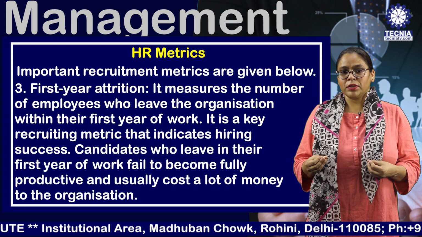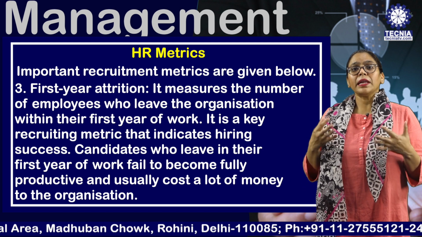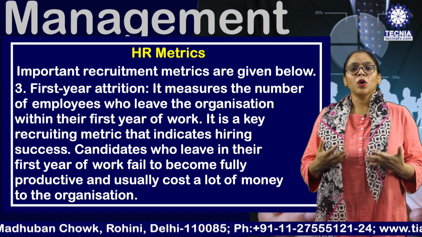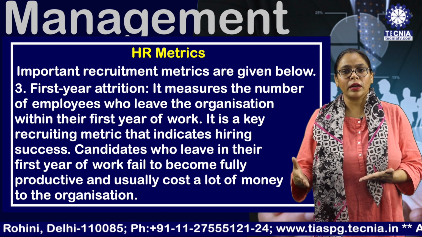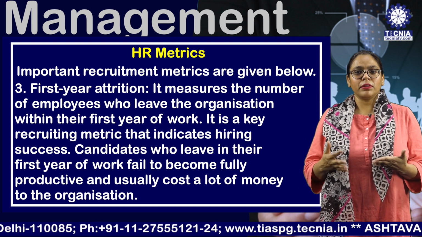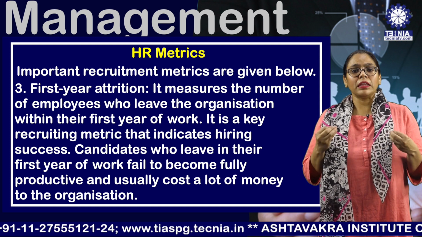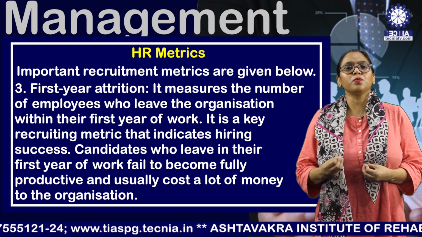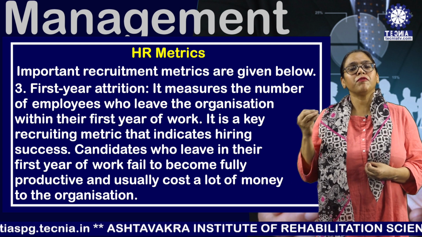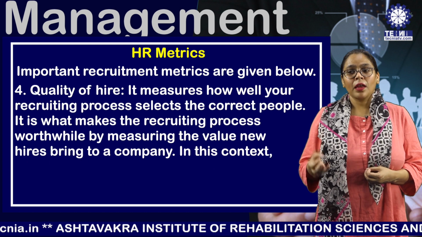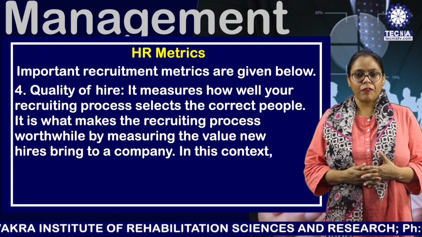Now the third metric is the first year attrition. When we talk about first year attrition, it measures the number of employees who leave the organization within the first year of work. It is a key recruiting metric that indicates the quality of the hiring process. Candidates who leave in their first year of work fail to become fully productive and usually cost a lot of money for the organization. Right, now we'll discuss the fourth metric, which is called the quality of hire.